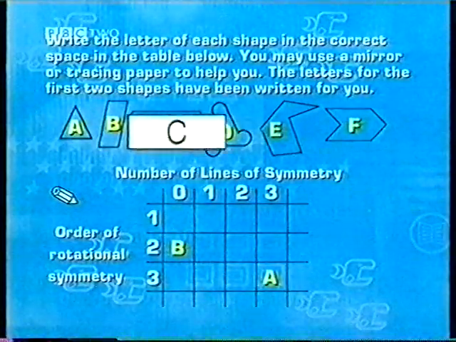Shape C is a rectangle. There are 2 lines you can draw so that one half of the shape will fold exactly onto another half of the shape, a horizontal line and a vertical line. Shape C has 2 lines of symmetry. If you rotate the rectangle, it looks the same again here, then back in its original place, making twice in all. So the order of rotational symmetry of a rectangle is 2.